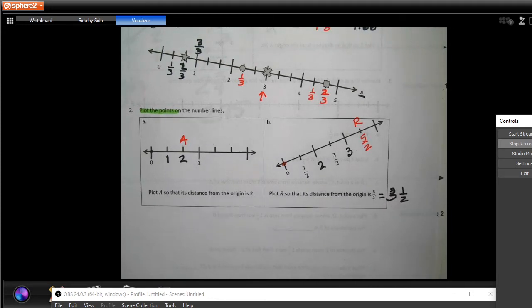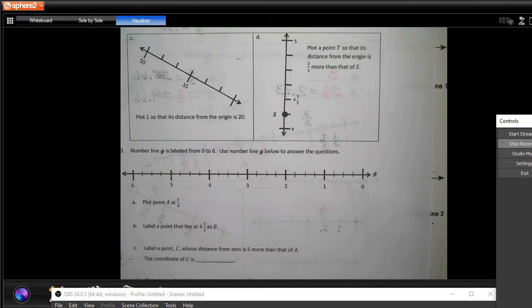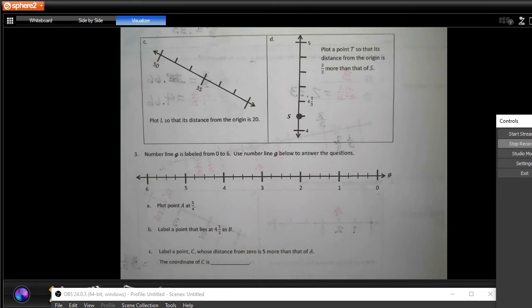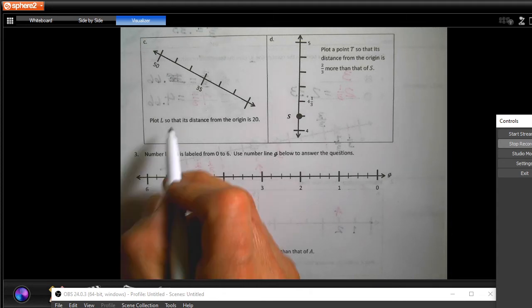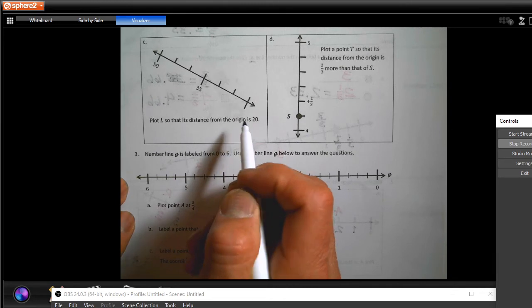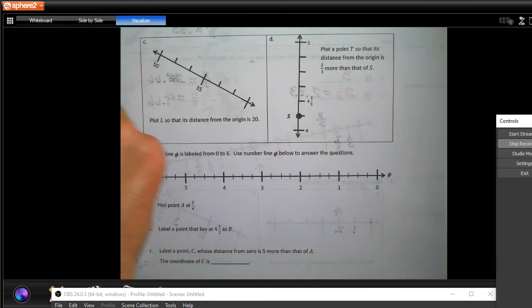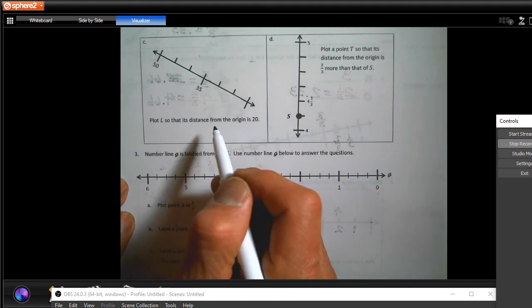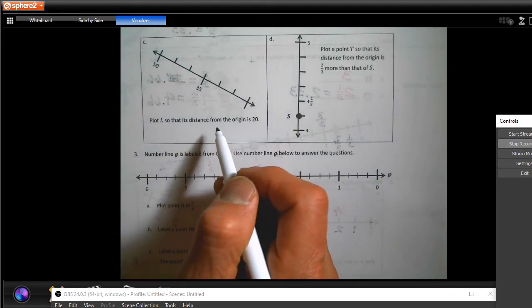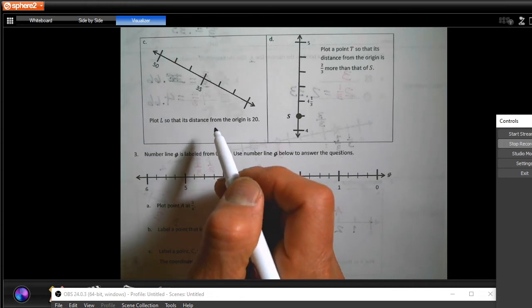Okay. All right, let's look at the back of this page, which is something similar you're gonna have. Excuse the markings on the back. Okay, let's see. Now, it says plot L so that its distance from the origin is 20. So the origin should be somewhere in here, right? It starts with 0. So it says on this one, it says 20.